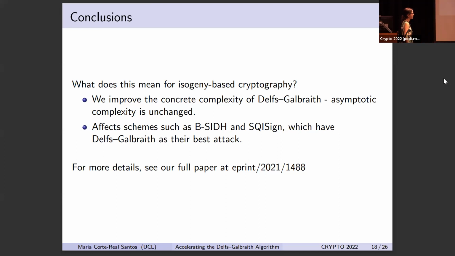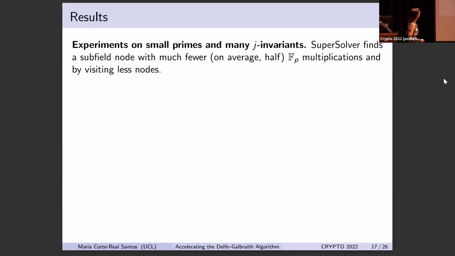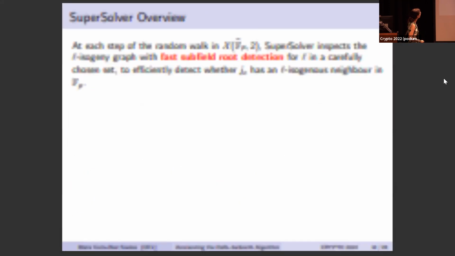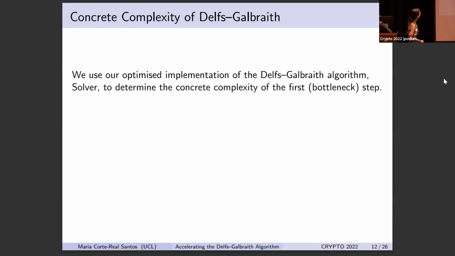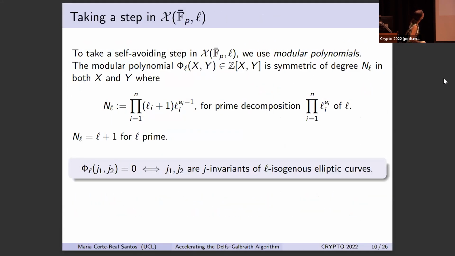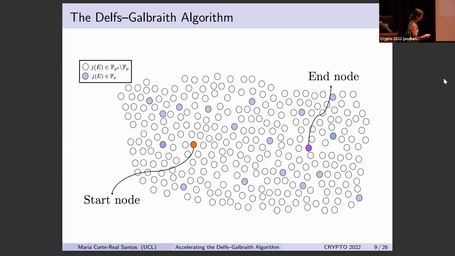He's asking, could you elaborate more on the distribution of curves in the L-isogeny graph with J invariants defined over Fp versus Fp squared? So let me just go back to the, sorry. Yeah, so I think this is the photo.